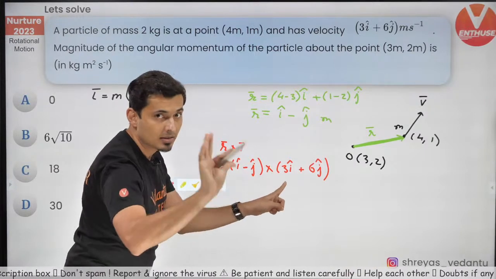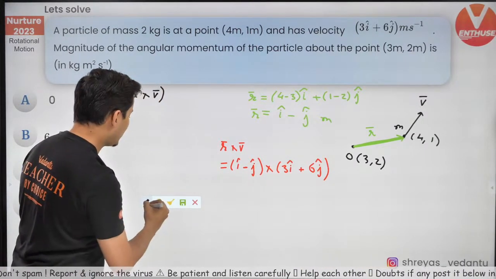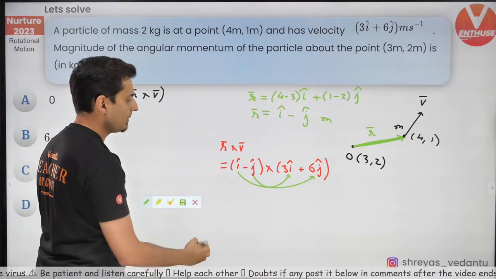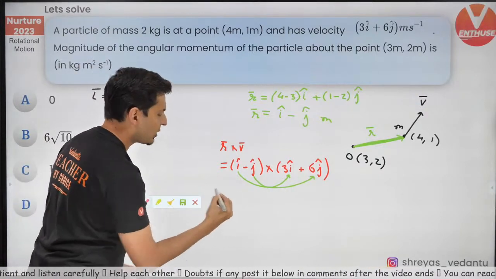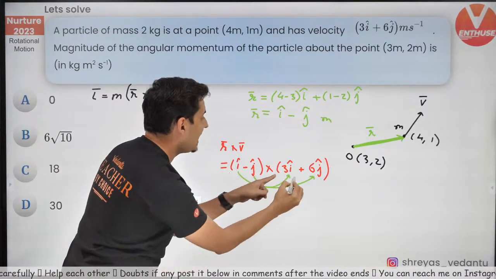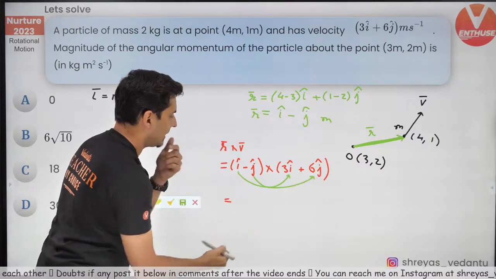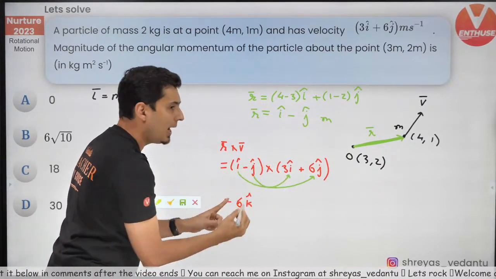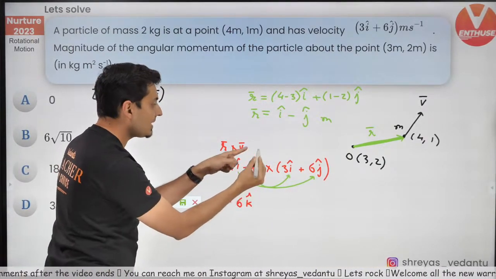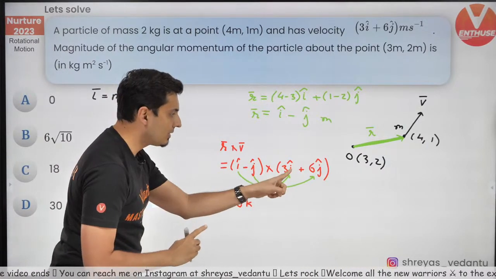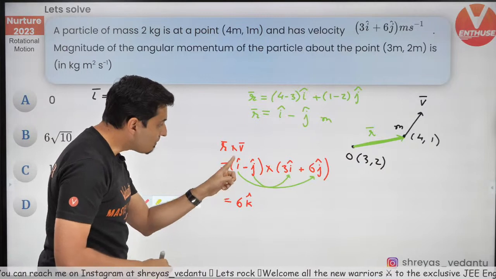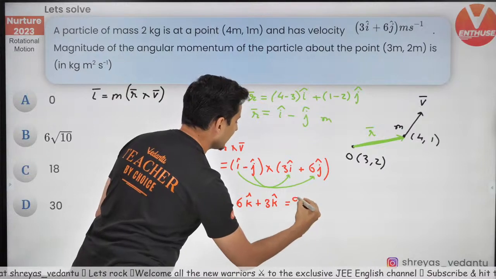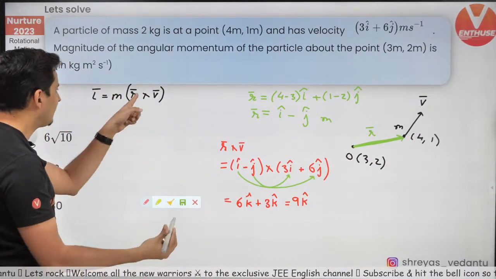i into i, 0. Remember, i cap will get multiplied with j cap and j cap will get multiplied with i cap. Very, very important, because i cross i is 0, j cross j is also 0. So i cap into j cap, which is k cap. So it will become 6k cap. j cap into i cap is minus k cap, but minus into minus will become plus. j cross i is minus k. Keep this in mind. So plus 3 k cap again. So this will give me nothing but 9 k cap. Great. I found R cross V.